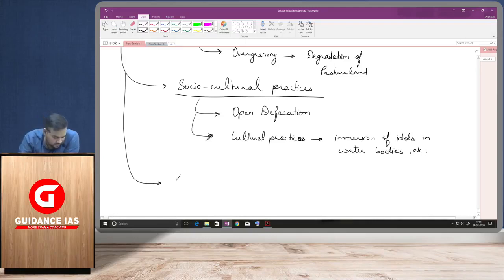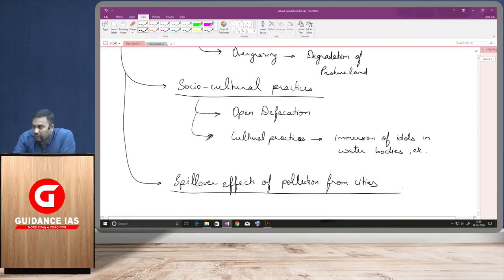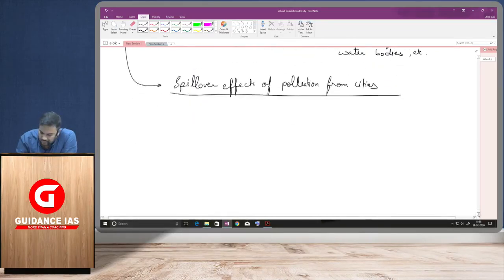Then the other issue is related with the spillover effects of pollution from cities. Spillover effects of pollution from the cities. So you can understand that cities are causing lots of pollution because they are interconnected to each other. What will happen? This would also go to the villages.